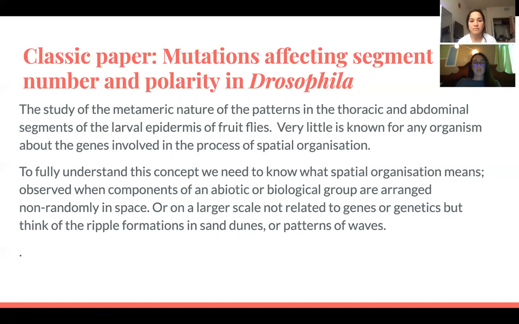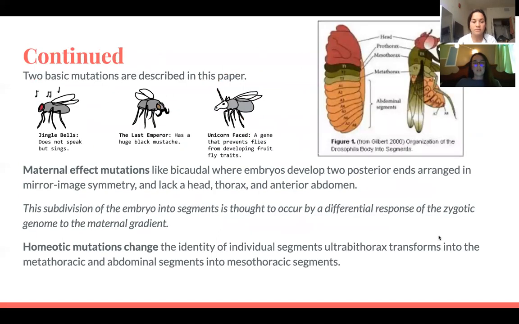It's observed when components of an abiotic or biological group are arranged non-randomly in space. On a larger scale, not related to genes or genetics, think of ripple formations in sand dunes or patterns of waves. So just continue on to the paper.